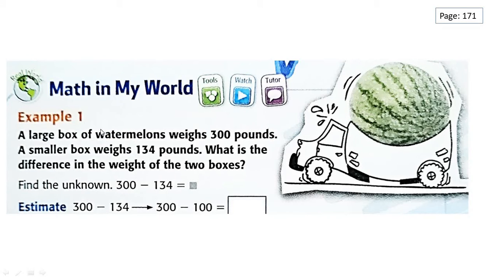Example number 1. A large box of watermelons weighs 300 pounds. A smaller box weighs 134 pounds. What is the difference in the weight of the two boxes? So we have two different weights, and we were asked to find the difference between them, 300 and 134.